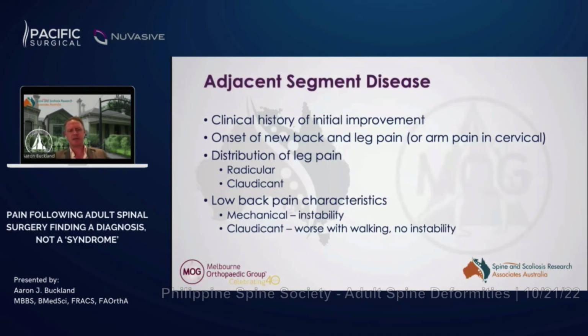Don't forget about adjacent segment degeneration. Again, this is another issue that you can have not in the immediate postoperative period, but many months or several years down the track. This would be an onset of new back pain or neurological symptoms. The distribution of leg pain, for instance, may be radicular or claudicant. The low back characteristics might be mechanical or again, claudicant back pain. So don't ignore these.